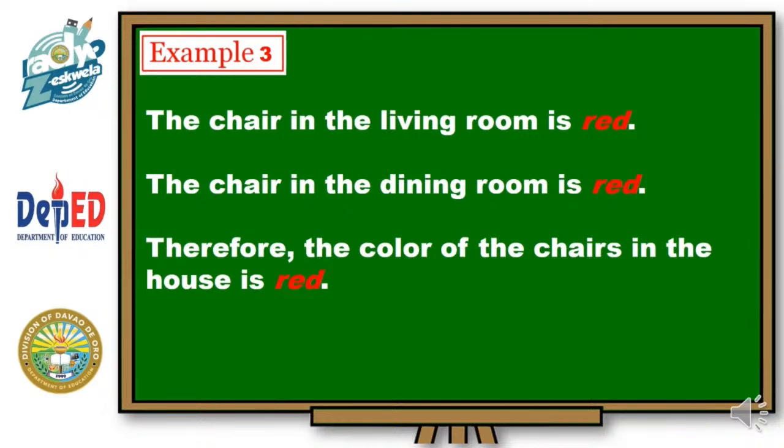Next example. The chair in the living room is red. The chair in the dining room is red. Therefore, the color of the chairs in the house is red. In this example, you can generalize that all chairs in the house are red, as you observed that the chairs in the living room and the dining room are red.